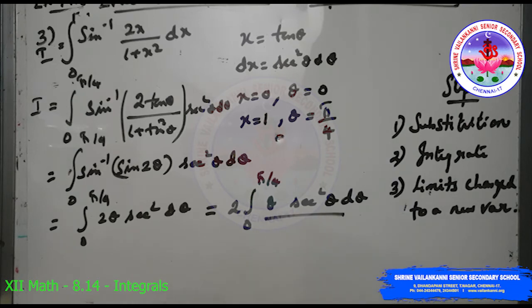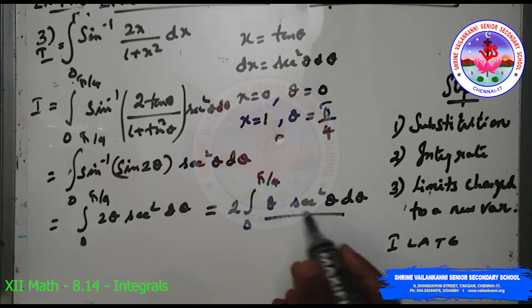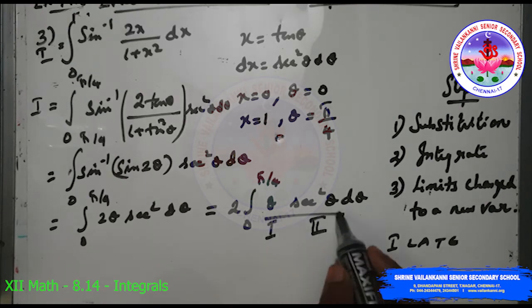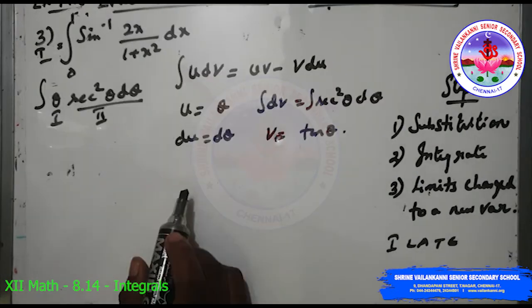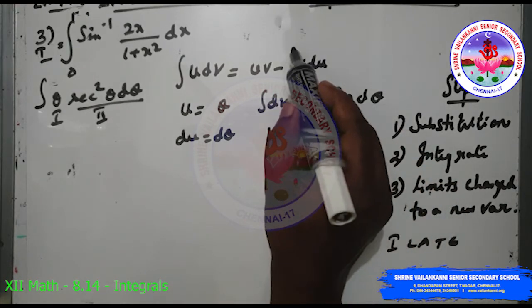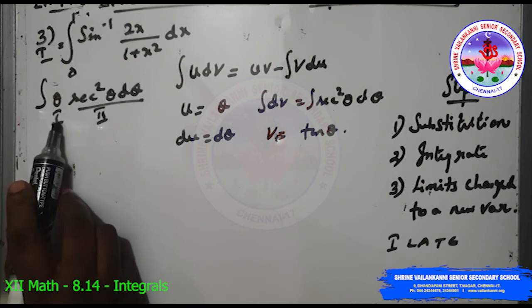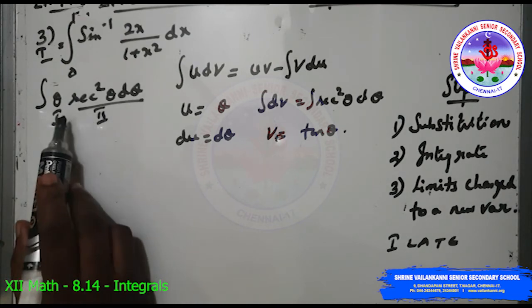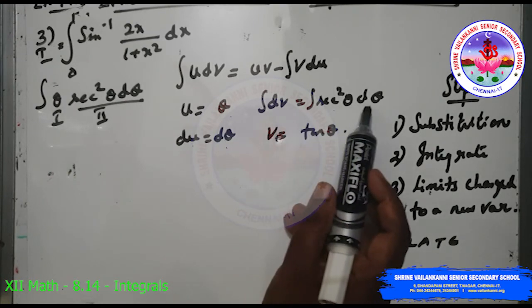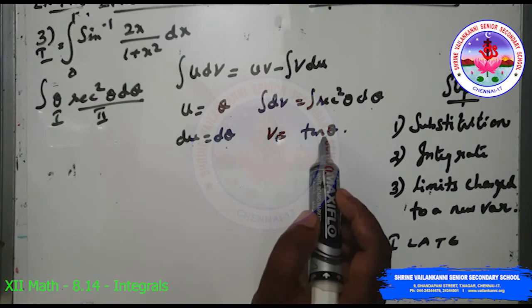Here we have the product of two functions, so we have to use integration by parts. Using the ILATE method, the algebraic function comes first. So I'm dividing this product into two parts: theta as the first part and secant square theta d theta as the second part. Integral of u dv is equal to uv minus integral of v du. Taking the first part as u and the second part as dv, u is theta; when we differentiate, we get du equal to d theta, and dv is secant square theta d theta; when we integrate it, we get v equal to tan theta.